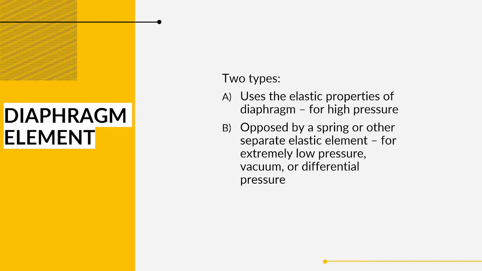For the first type, it usually consists of one or more capsules, each composed of two diaphragms bonded together by soldering, brazing, or welding. For the second type, it is used for containing the pressure and exerting a force on the opposing elastic element. The diaphragm is a flexible or slack diaphragm of rubber, leather, impregnated fabric, or plastic.